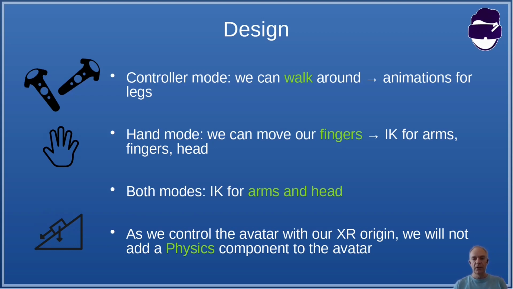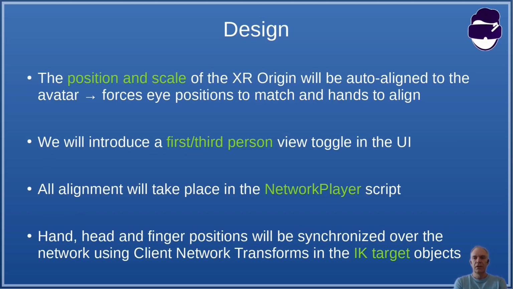As we control the avatar with our XR origin, initially we will not add any physics components to the avatar. The position and scale of the XR origin will be auto-aligned to the avatar, and I'll have a slide on that in a second. We'll introduce a first and a third person view toggle in the UI. The solution that we have here is far from ideal. That needs to be fixed at a later stage. We want to retain the old avatar, so we'll create a new script. We'll make sure that the movement of all of our heads and hands, but also our finger positions, will be synchronized over the network using Netcode for GameObjects.